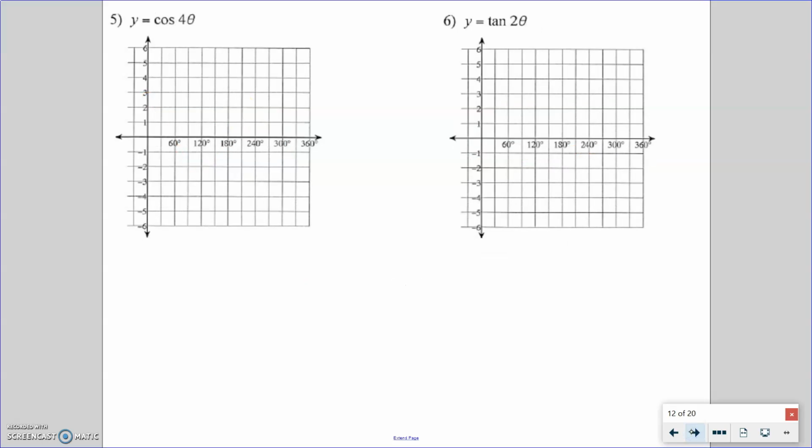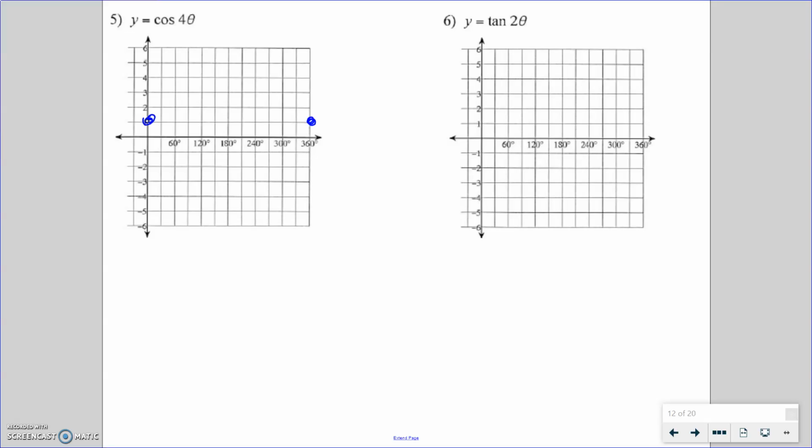So this guy, for example. So cosine typically starts at 0, 1. And it has a full cycle of 2 pi, right? So 2 pi is right here at 360. That's where it normally is at. So what I like to do is actually kind of pinpoint where it normally is and go from there.